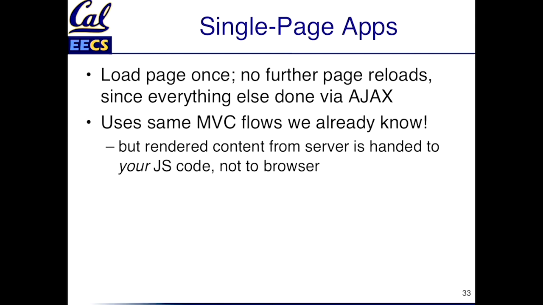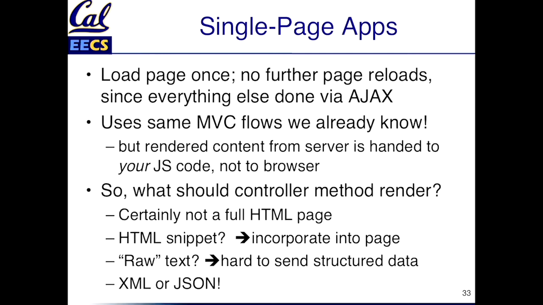The only real difference is that the rendered content from the server is handed to your JavaScript code, not to the browser. So as we saw, the controller method doesn't have to render a full page with its layout. It could render a bit of HTML. It could render raw text. But in this case, what most single-page apps want to do is return a data structure. And what do you use to return a data structure?